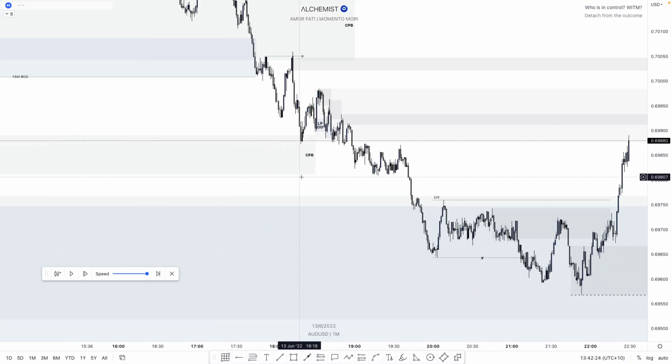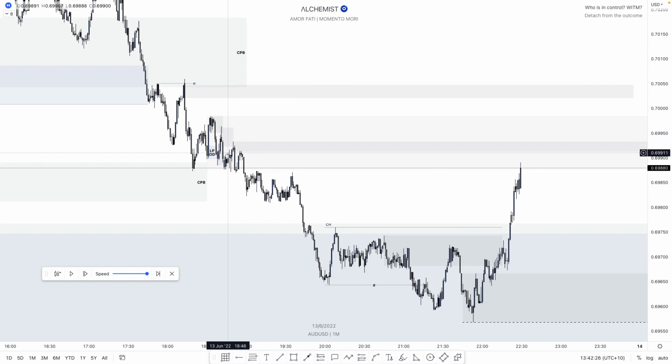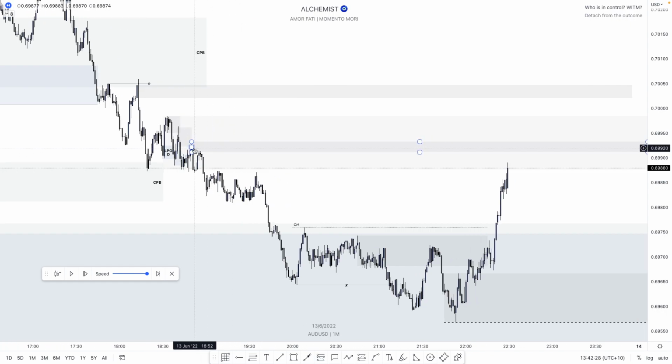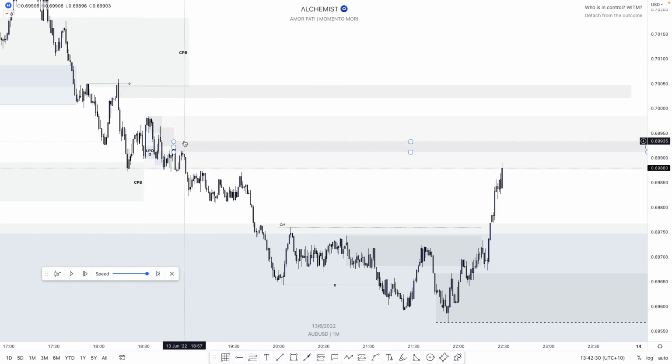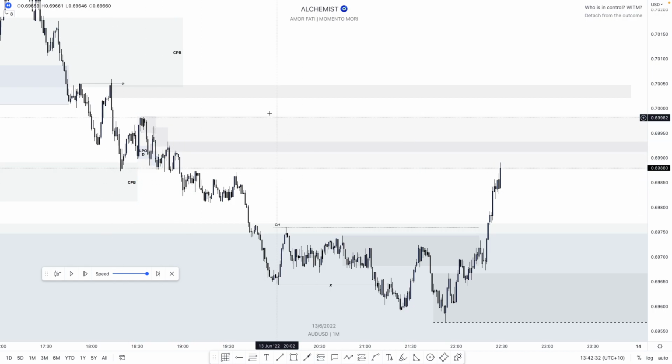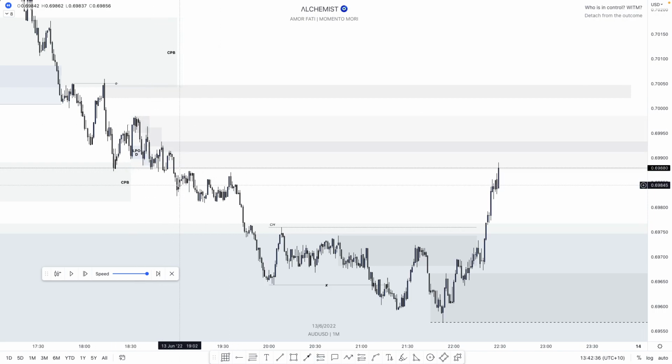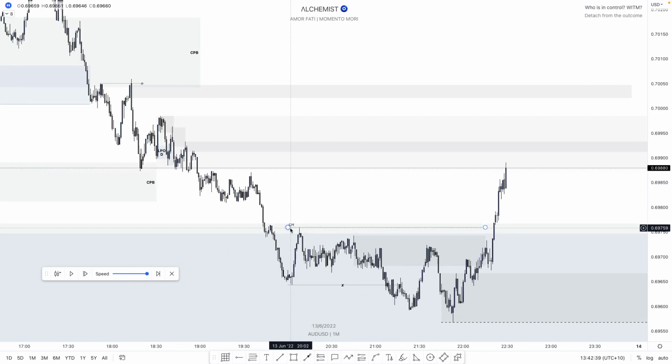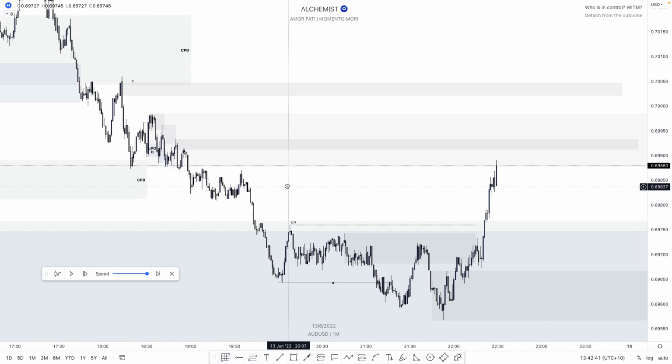So let's just have a look at this now. So we know this is our last unmitigated supply, which was inside this last flip zone, which was the interaction with the catalyst for a pullback. So this is a very important sort of 15-minute POI here. Then we've broken structure to the downside. We've had a 15-minute CHoCH up.